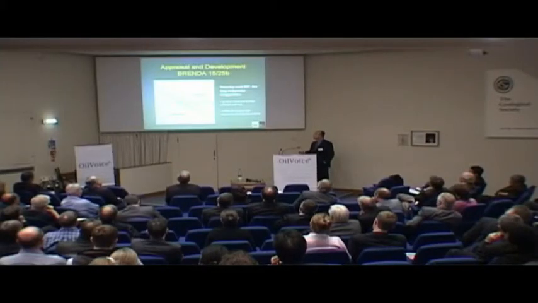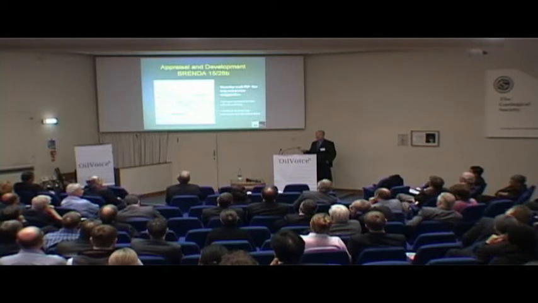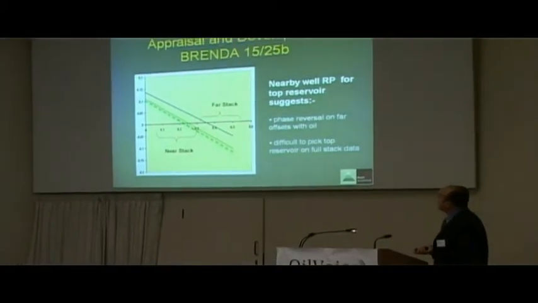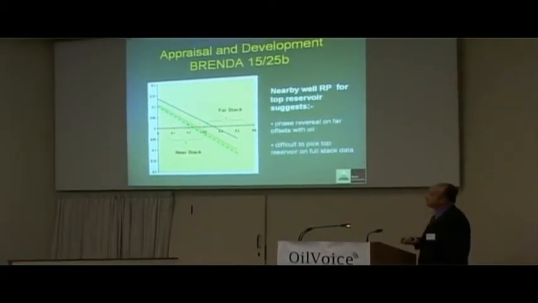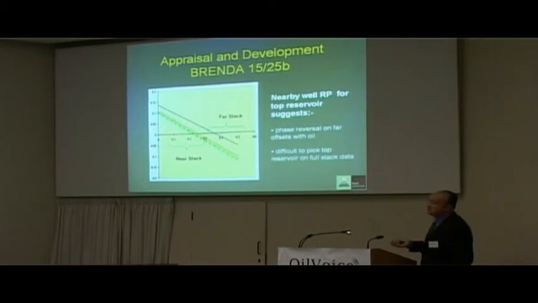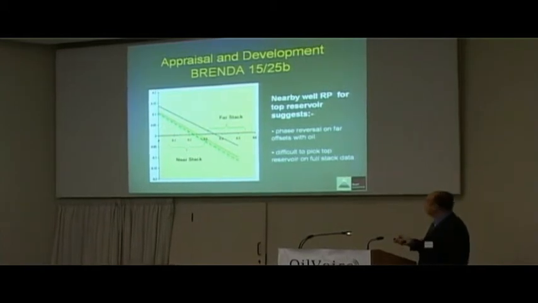You stack the whole gather there, and if you've got oil, you're going to get a very dim top here. So instantly that said we should look for something very conspicuous at far offsets with oil. It means it's going to be very difficult to pick the top reservoir and the polarity of the data we're looking at.